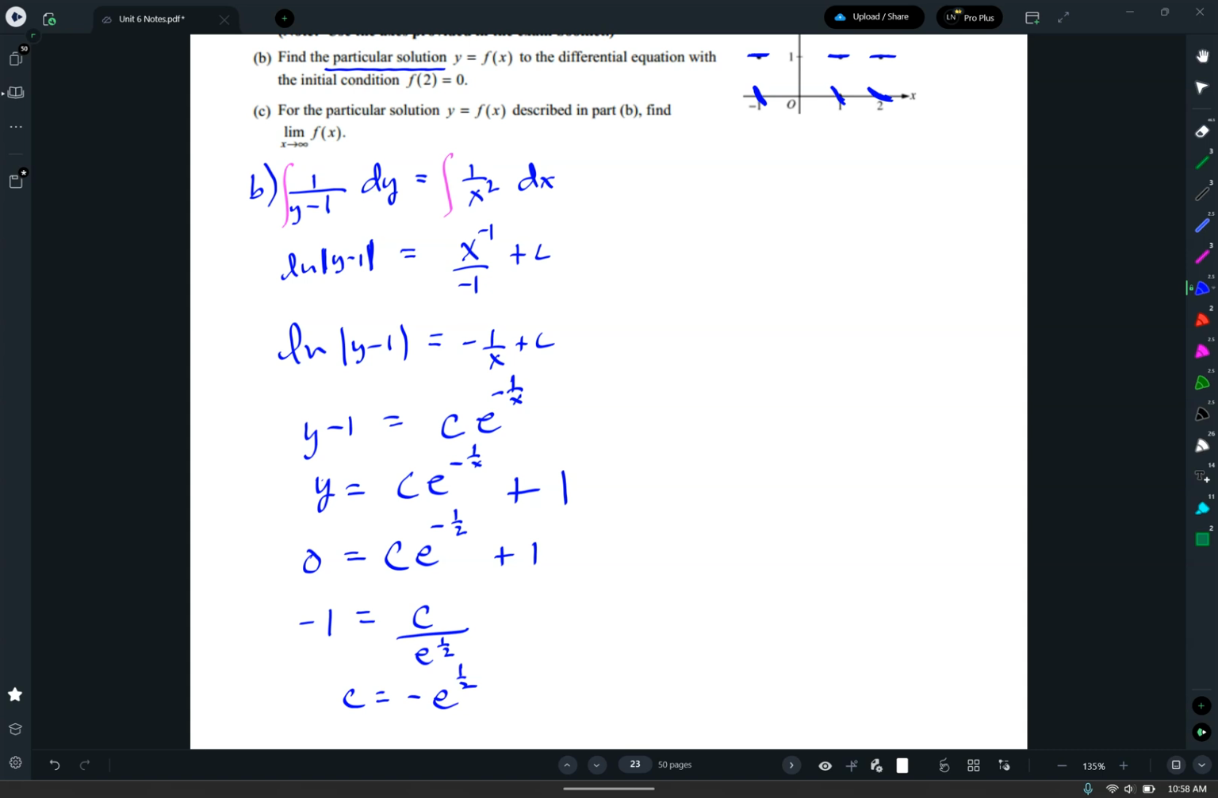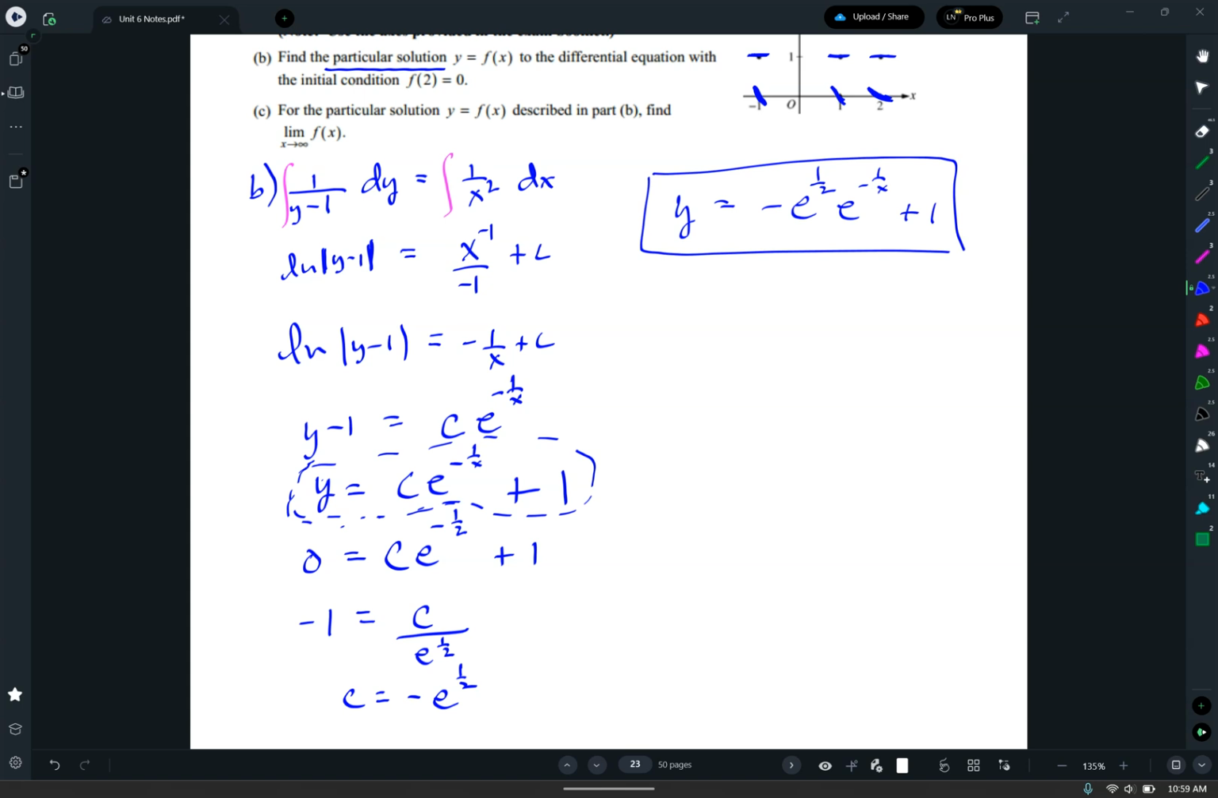So now to finish the actual question, what is y? Remember, right here was where we plugged in our ordered pair. So that's where I'm going to put the c back in. So y equals, c is negative e to the 1/2, and then I have e to the negative 1 over x, and then plus 1. So that's my y equals for part B.